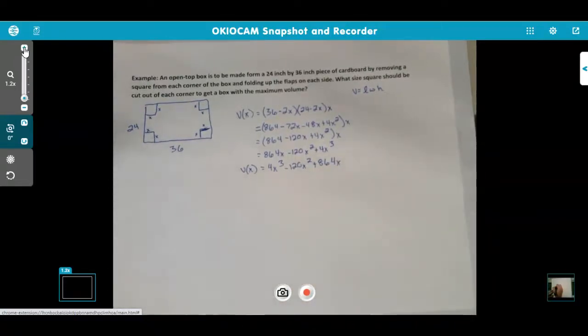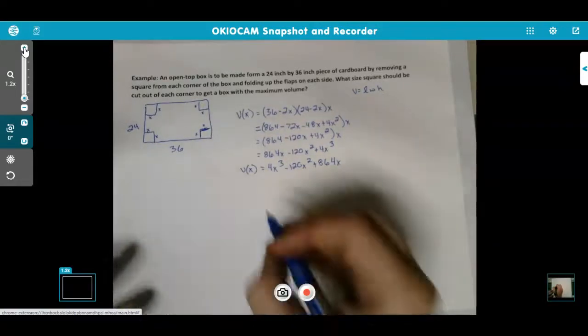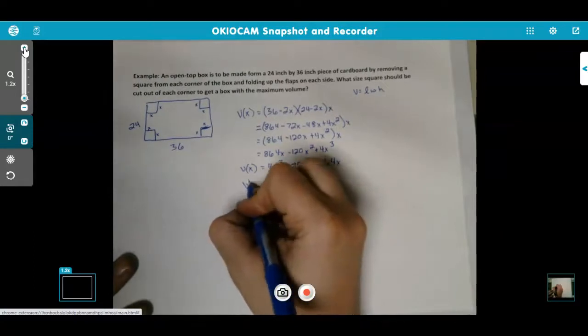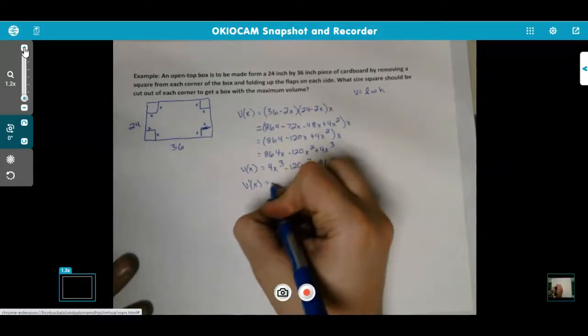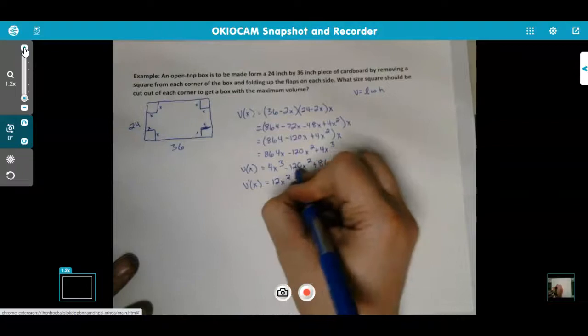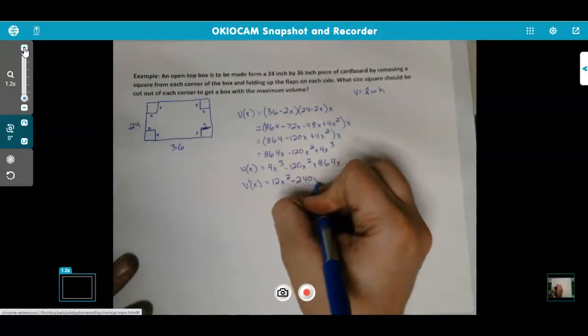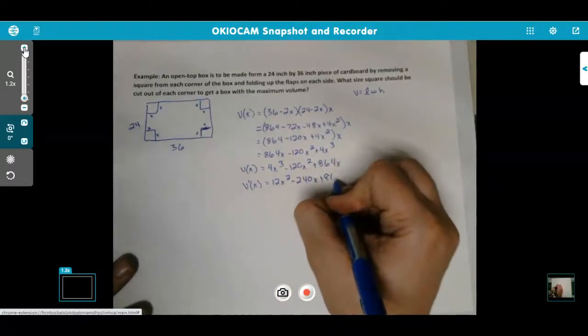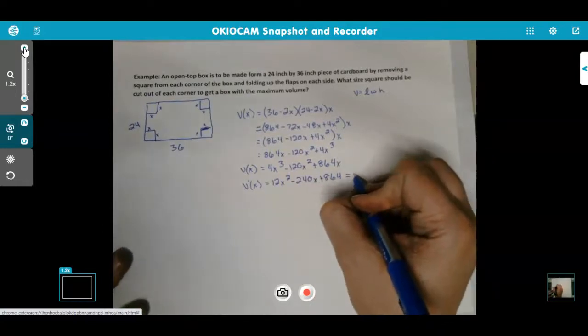So again, I want to find the maximum, which means I need a critical point. So I need to take the derivative of this. The derivative of v, bring the 3 down, that's going to be 12x squared. Bring the 2 down, minus 240x. That's going to be just 864. And you can set that equal to 0.